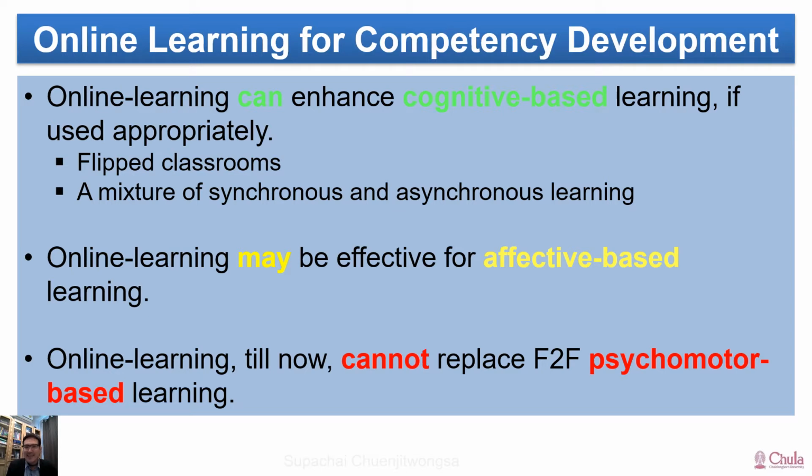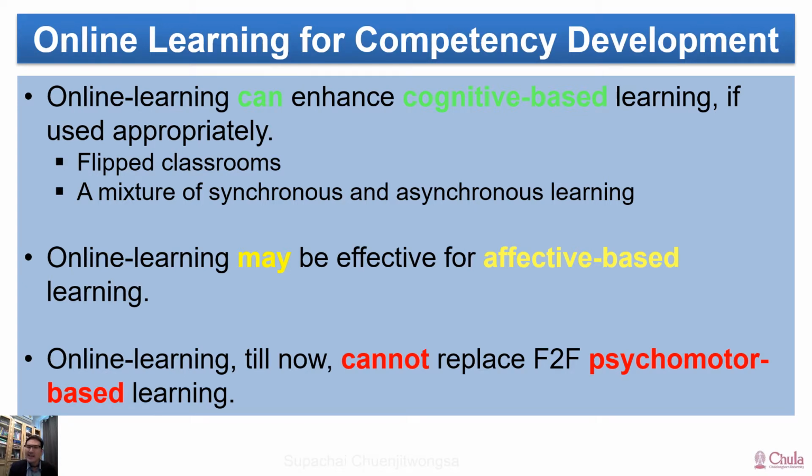So for online learning, it is possible and it can enhance cognitive-based learning. So basically, the knowledge part is still okay for using online learning. And if you use it appropriately, it can stimulate students to learn. For example, if you use a flipped classroom, let students read or do an activity before the class, and then at the class you just let them share and learn together. Or maybe you can use a mixture of synchronous and asynchronous learning. Students can learn by themselves and then come to the class and share and learn together. So it is possible to use online learning to support cognitive-based learning.